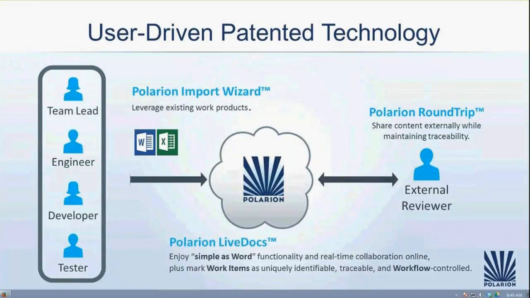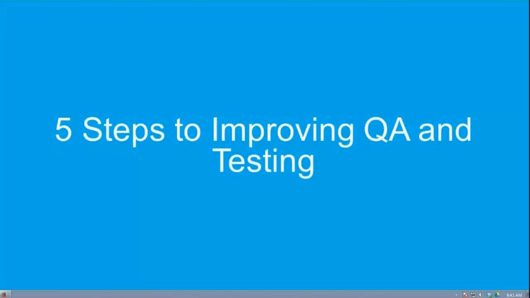Polarian does have a large amount of user-driven patented technology as well. We really strive to make our tool as easy and as intuitive to use as possible, and a lot of the technology we have centers around that, being able to use Polarian as you would your already existing traditional tools. Enough with the talk about Polarian. Let's talk a little about 5 steps to improving QA and testing.